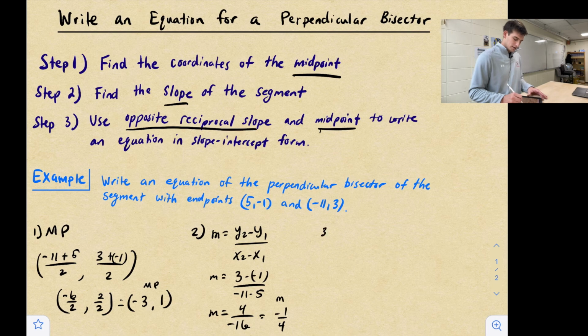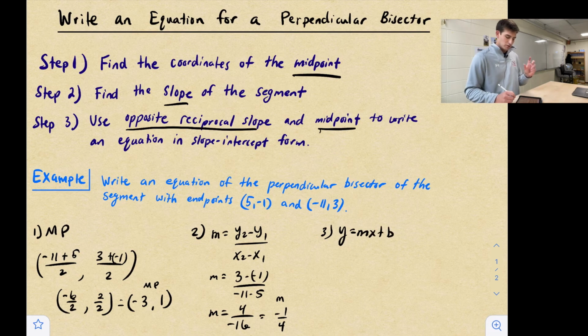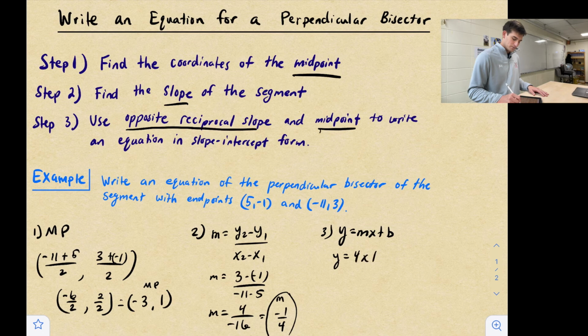Now in step 3, we want to write our equation. Okay, so our equation is going to be in slope-intercept form, y equals mx plus b. But the slope that we're going to use needs to be perpendicular to the slope that we just found of our segment. Okay, so perpendicular means opposite reciprocal. So the opposite of -1/4 is 1/4, and the reciprocal would be 4. So I'm going to plug 4 in for m.